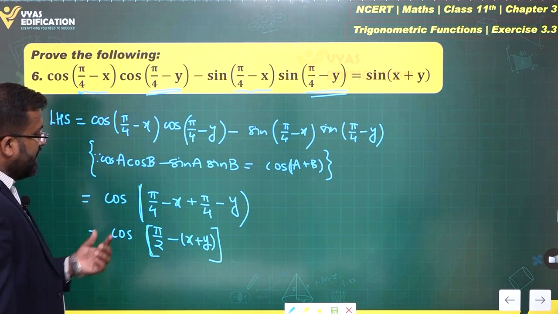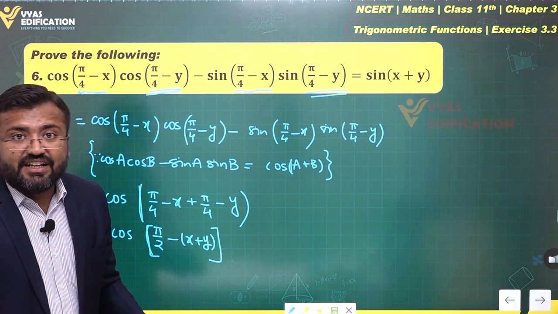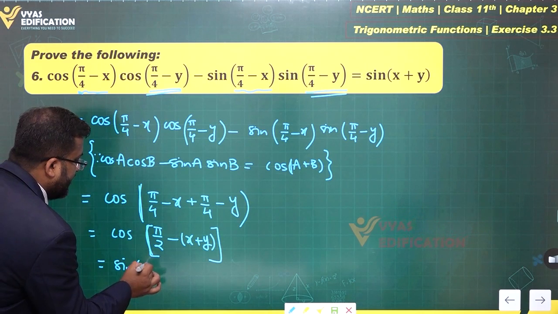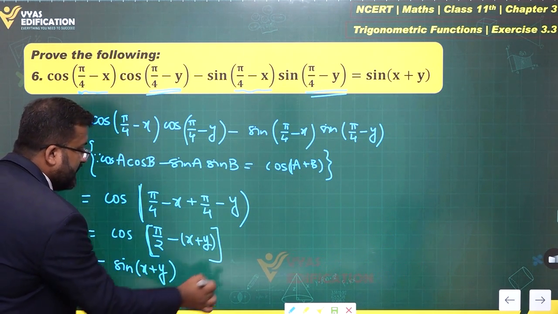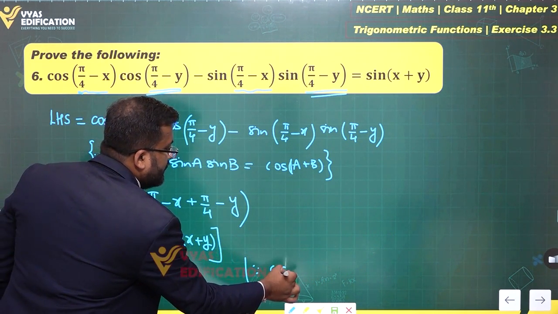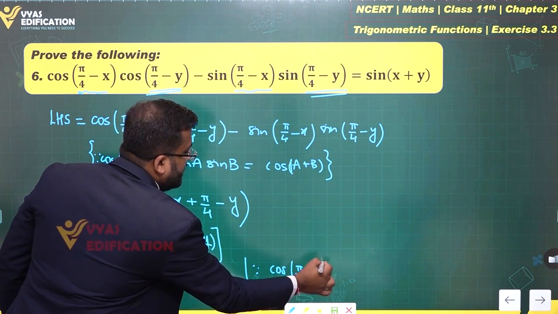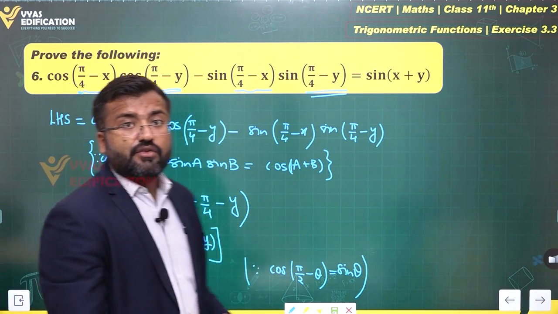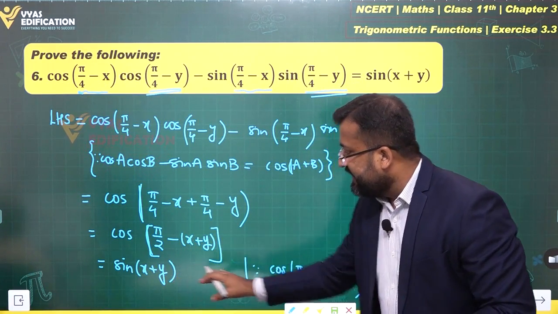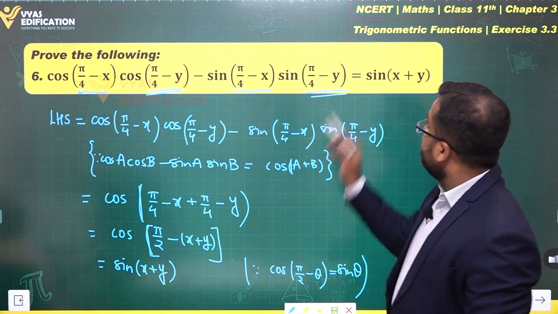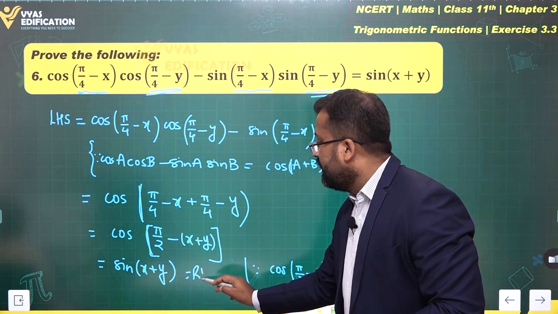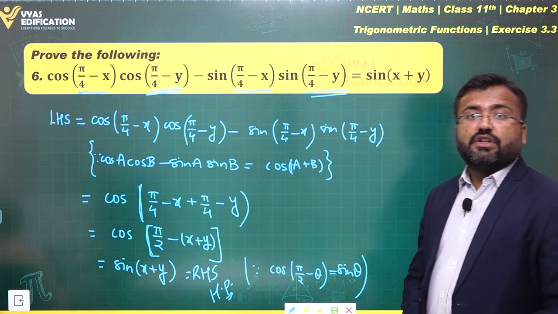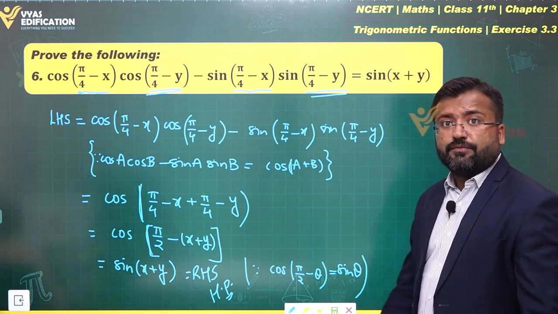This is a complete angle. And cos of pi by 2 minus some angle theta. Cos of pi by 2 minus theta is nothing but sine theta. So this is sine of x plus y. Since we know that cos of pi by 2 minus theta is equal to sine theta, using this result over here, cos of pi by 2 minus theta is simply sine theta. And yes, this is the RHS, and yes, that is our proof for this question. Is that all? Yes, that is all for this question.